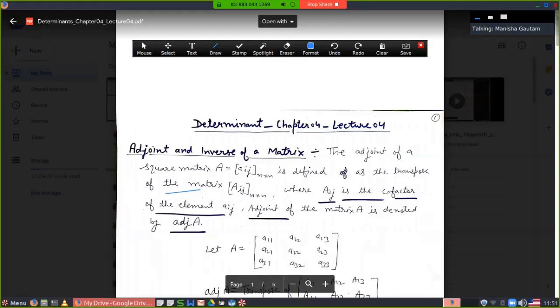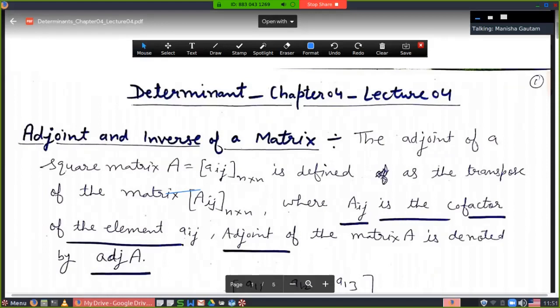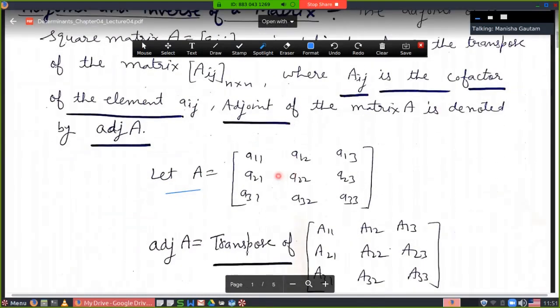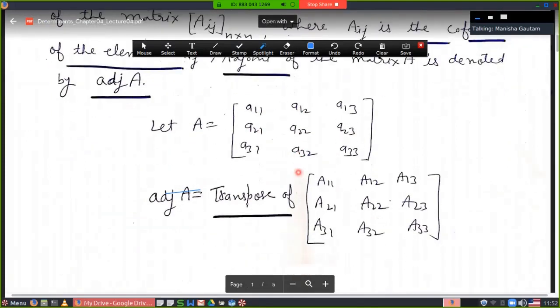Now if you see the matrix here, capital A is written in element form, with small letters a11, a12, a13, a21, a22, a23, and so on. As it is known to you, 11 means first row, first column, and 12 means first row, second column element. Now you have to replace each and every element by its cofactor.